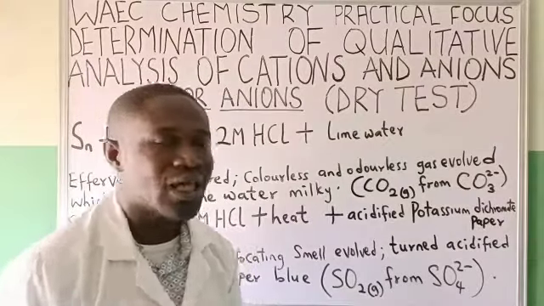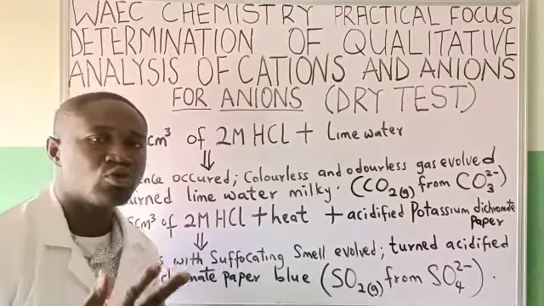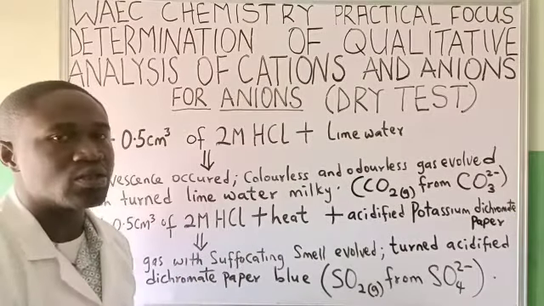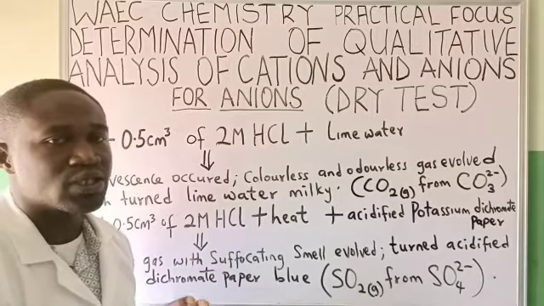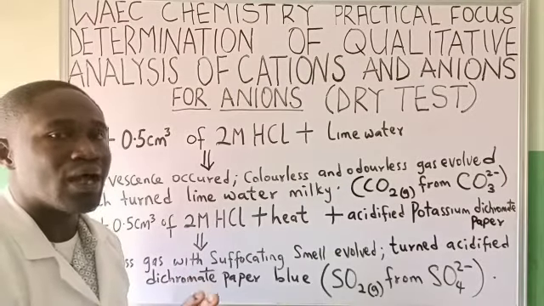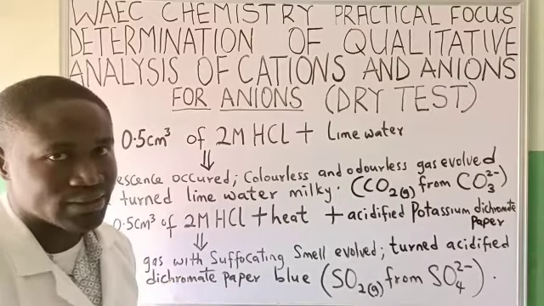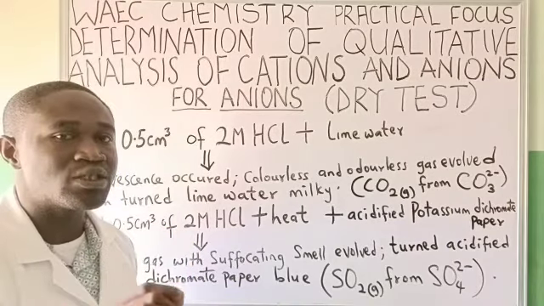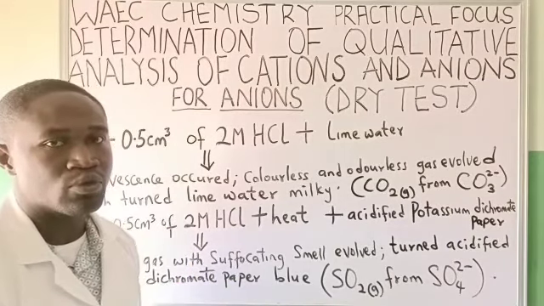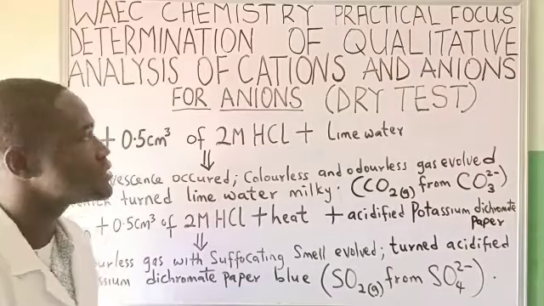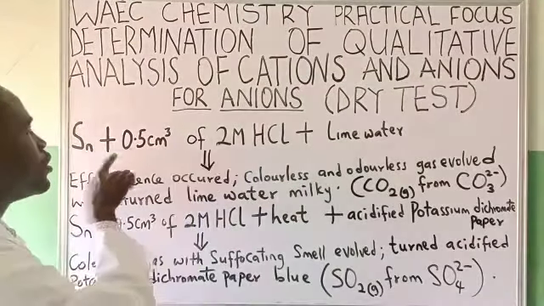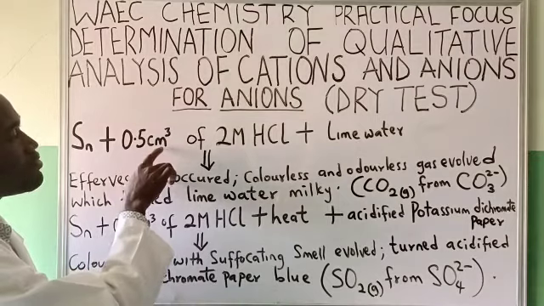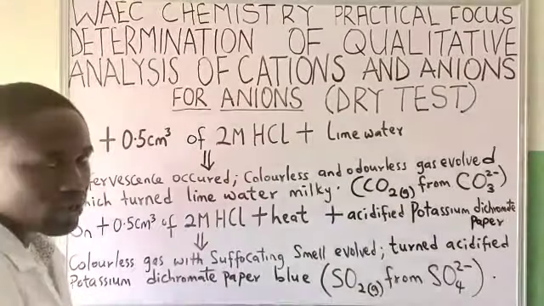Okay, now testing for the anions, there are two possible tests you are to do to test your anions and confirm it. First is called dry test, whereas the second is called wet test. The first, that is called dry test, from the name, it means you are using dry sample to do the testing. That is, for carbonate, you get the dry sample, small of it, and you add 0.5 cm cube of 2 molar HCl.